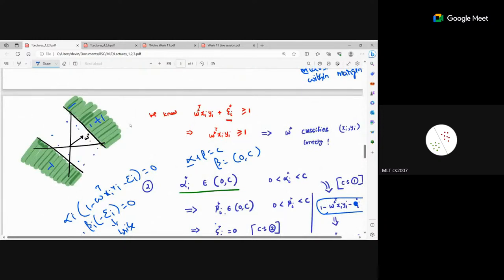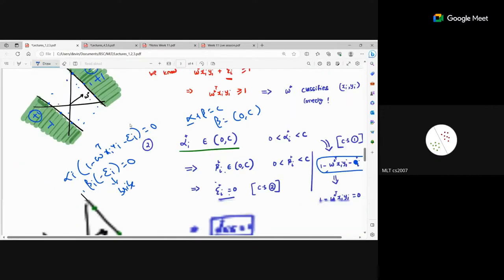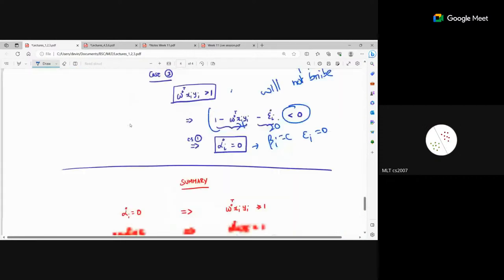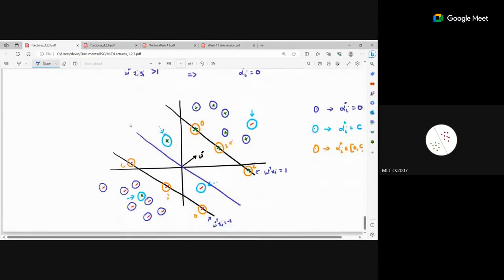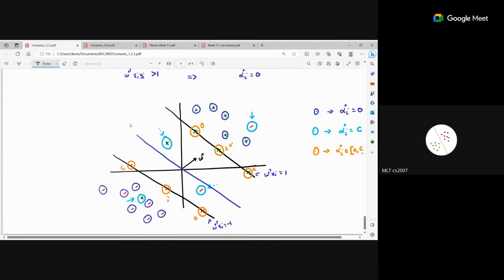If you have any points here, and even some points here which are incorrectly classified, for example, a +1 point here and a -1 point here, even those will be support vectors. But if you have points lying on this line or on this line, then they may or may not be support vectors. So that summarizes the support vector machine part.